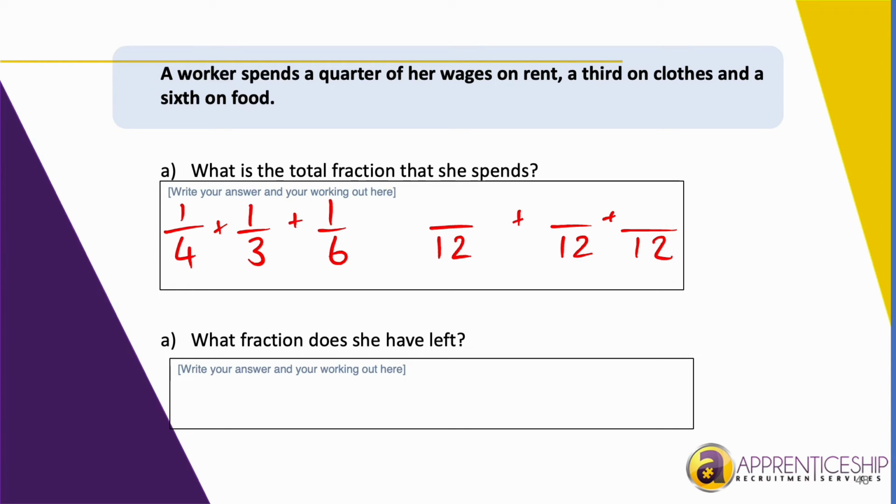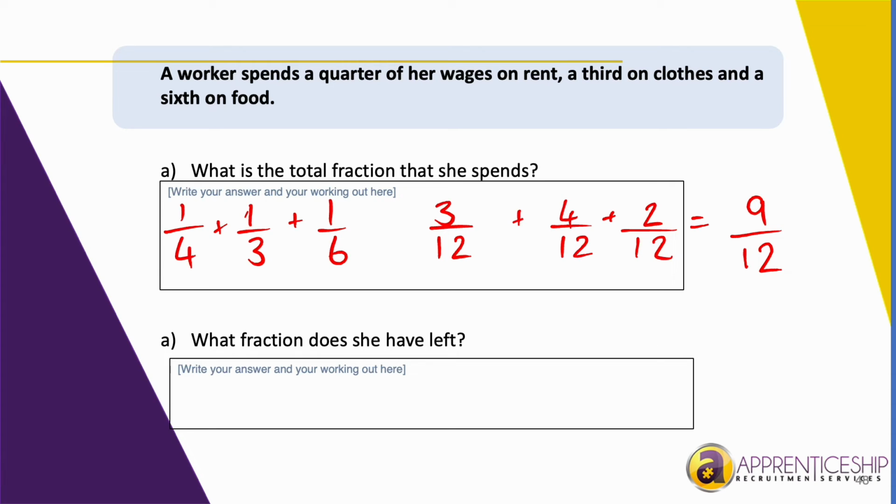So what did I do to 4 to get it to 12? Well, I multiplied by 3, so the top number is multiplied by 3. The third, I multiplied by 4, so the top number gets multiplied by 4. And the sixth is multiplied by 2, so the top number gets multiplied by 2. And if we add all these together, we end up with 9 twelfths.